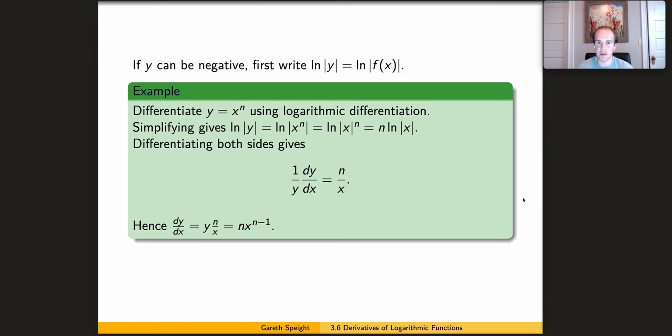So everything makes sense. So remember logarithmic differentiation: take ln of both sides, simplify with rules of logs, differentiate both sides, and then solve for dy dx. And if things are negative, then you have to take absolute values first before you do that.